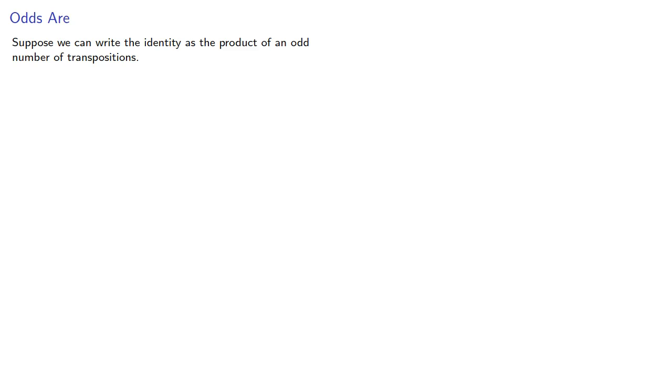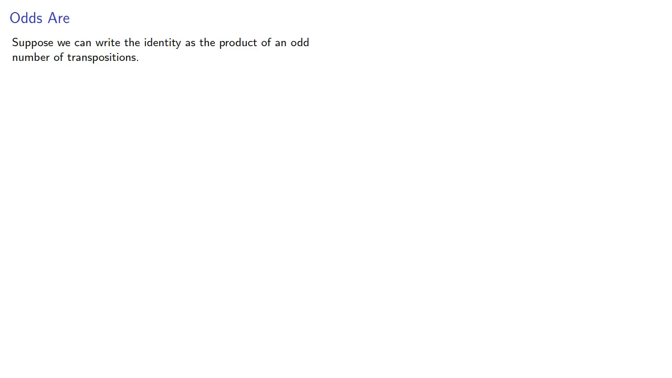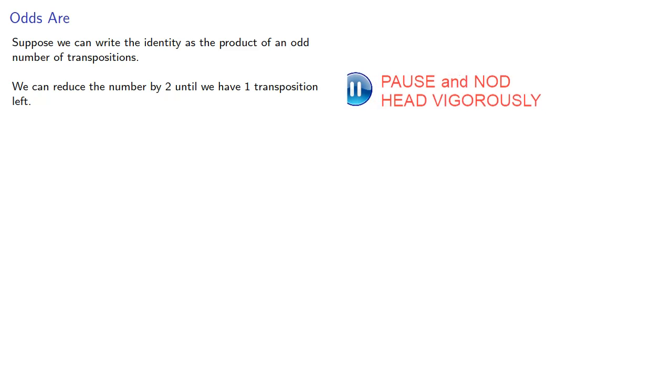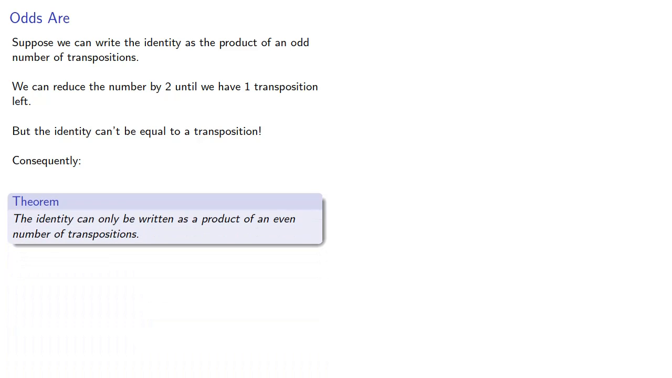And so now we're ready to conclude. Suppose we can write the identity as the product of an odd number of transpositions. We can reduce the number by 2 until we have one transposition left. But the identity can't be equal to a transposition. And consequently, we can't write the identity as a product of an odd number of transpositions, and so the identity can only be written as a product of an even number of transpositions.